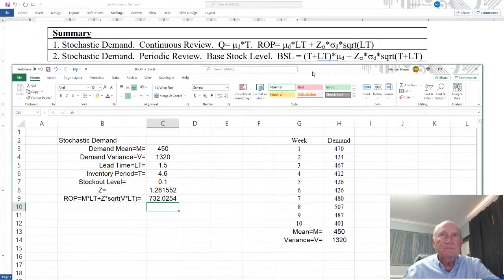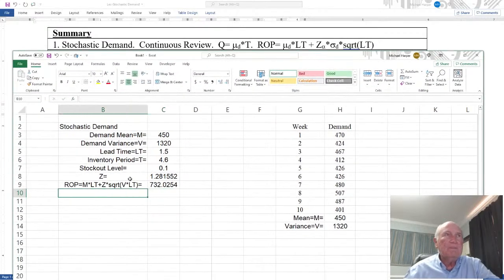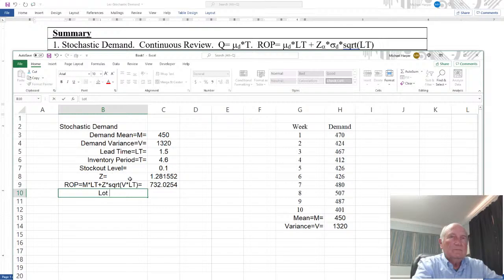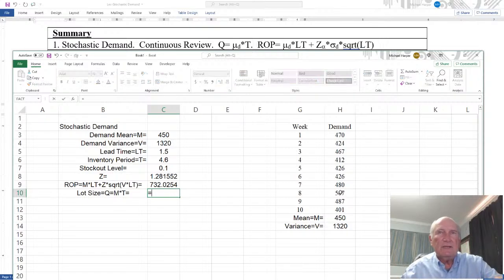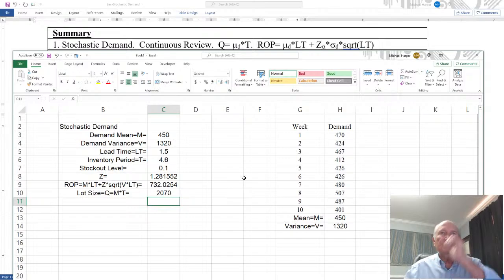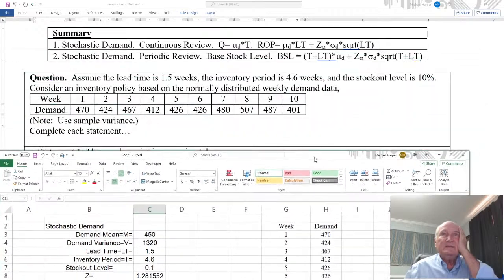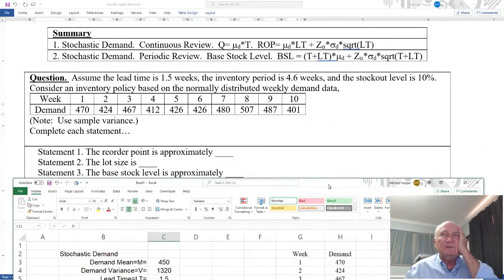The lot size. Oh, well, the lot size is given right there. The lot size equals Q equals the mean times T. Well, that's going to equal the mean, which is right there, times T, which is 4.6. That's 2070. Very good.